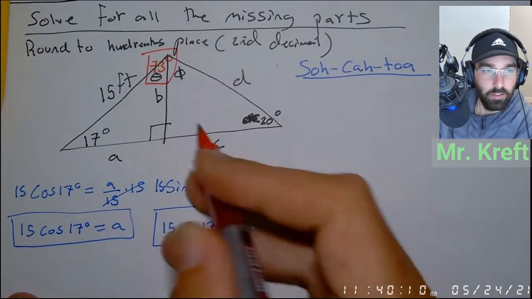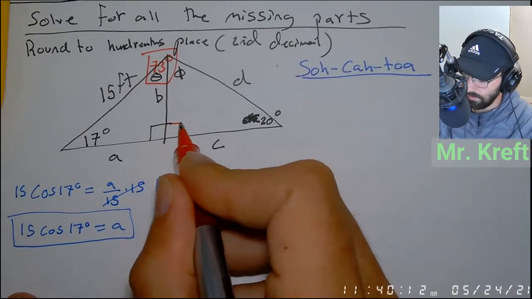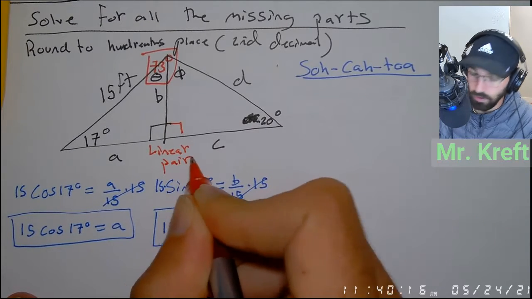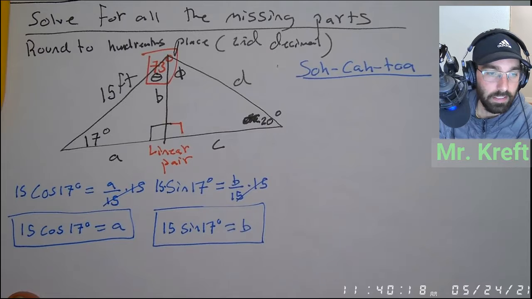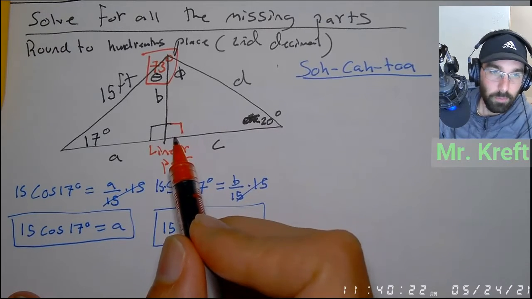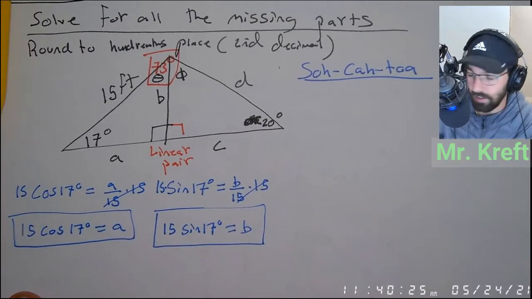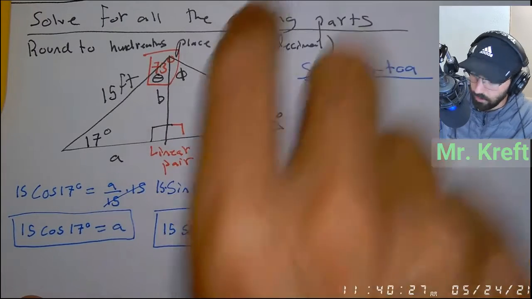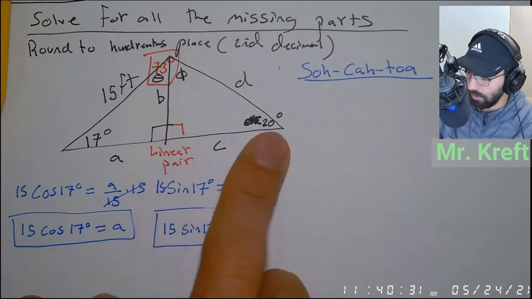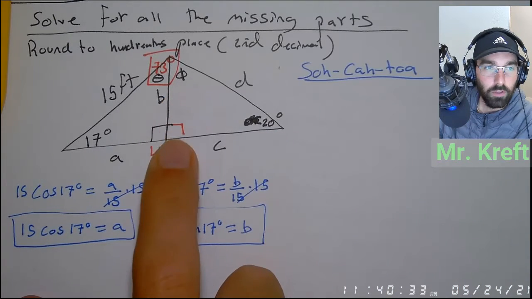So next up, I'm going to look over at the next triangle. So if this is 90, right, because this is a linear pair, and we remember that a linear pair adds up to 180. So if this is 90, this has to be 90 because 90 plus 90 is 180. The cool thing is we know B, right? So the first thing I'm going to do is find angle phi.